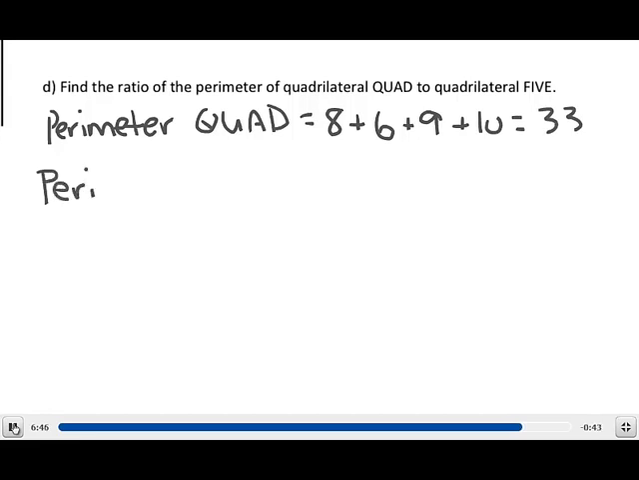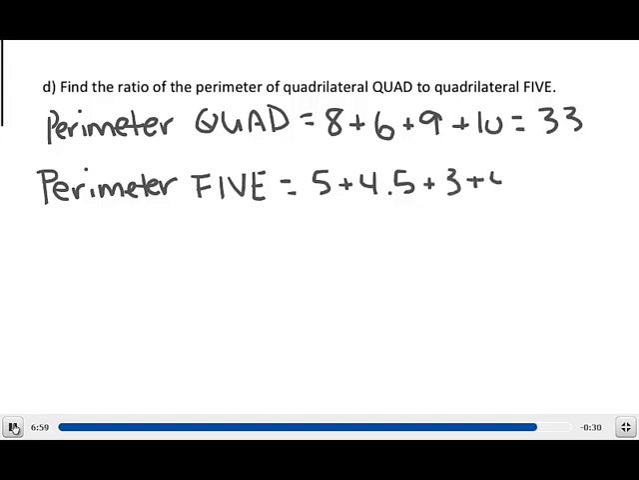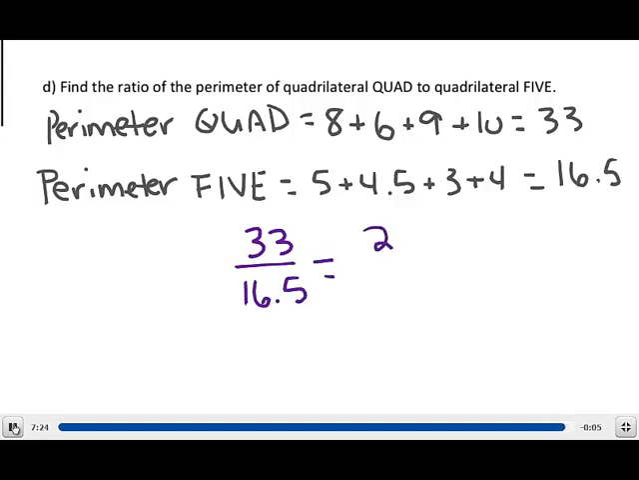And then we have the perimeter of quadrilateral FIVE, which is equal to 5 plus 4.5 plus 3 plus 4, which is equal to 16.5. And the question is, find the ratio of the perimeter of quadrilateral QUAD to quadrilateral FIVE. So I'm going to put QUAD in the numerator and FIVE, the perimeter, in the denominator. And I'm going to simplify this. 33 over 16.5 simplifies to our scale factor of 2 over 1. Nice work.